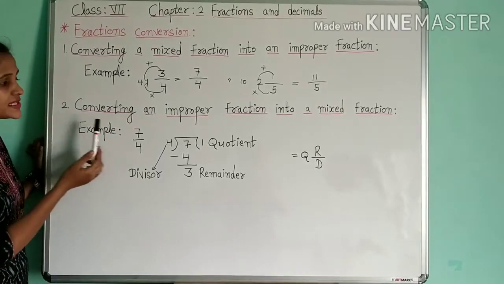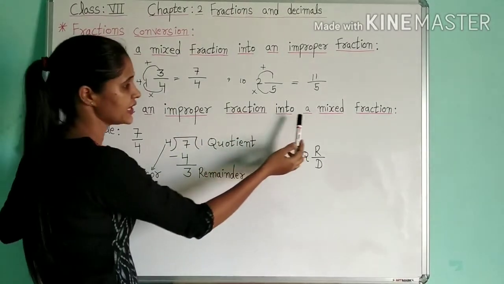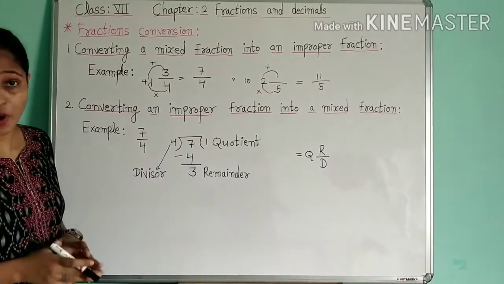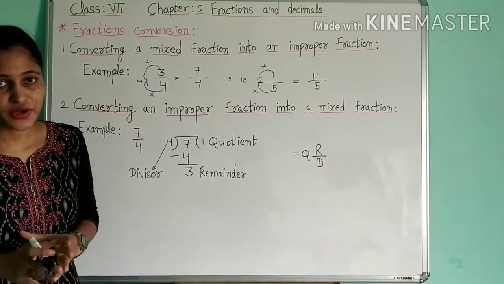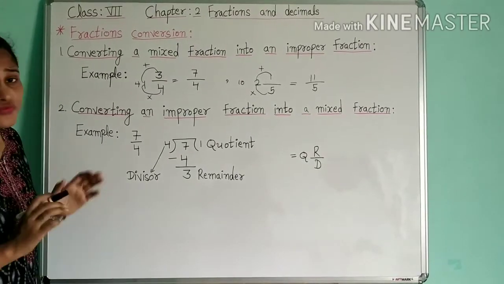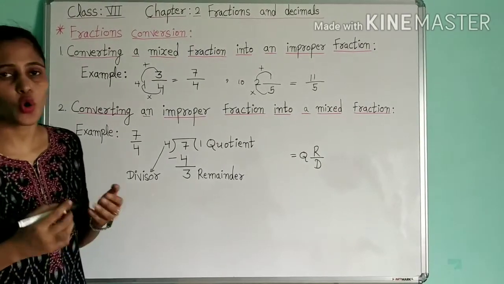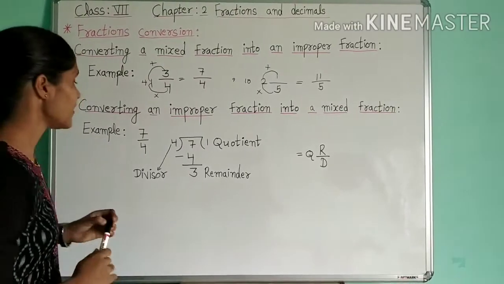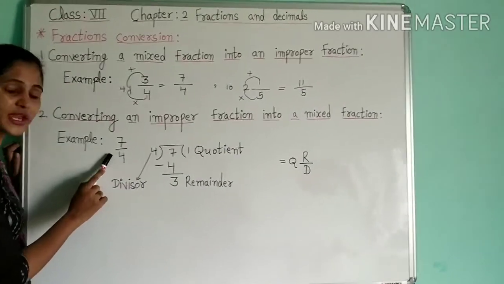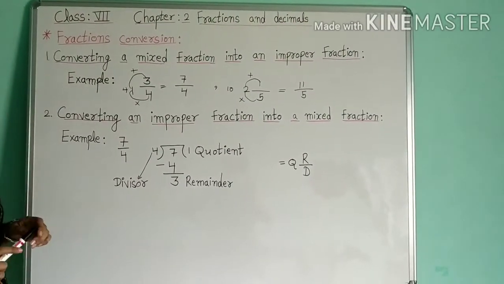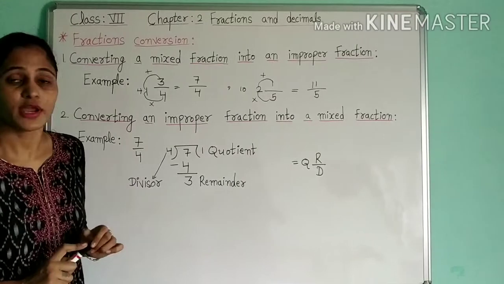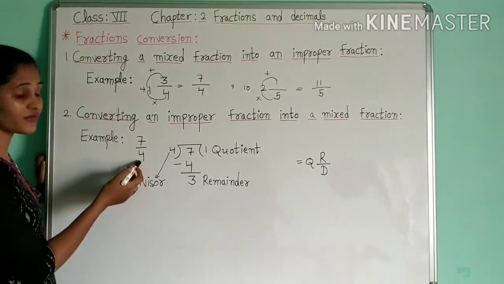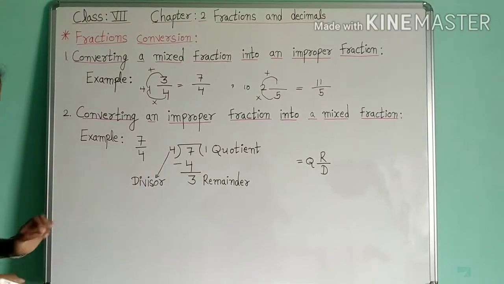second point. The second point is converting an improper fraction into a mixed fraction. So why do we convert an improper fraction into a mixed fraction? When we solve any sum, addition, subtraction, multiplication and division, when our answer comes as an improper fraction, then we have to convert this answer into a mixed fraction. Now how do we convert this improper fraction into a mixed fraction?